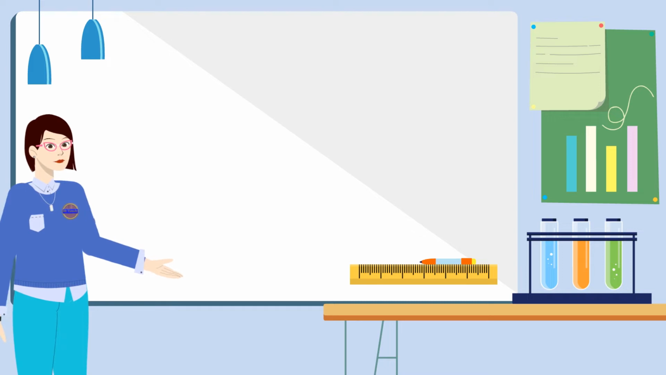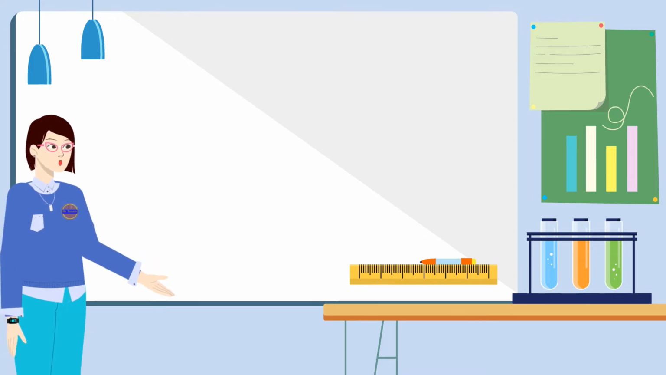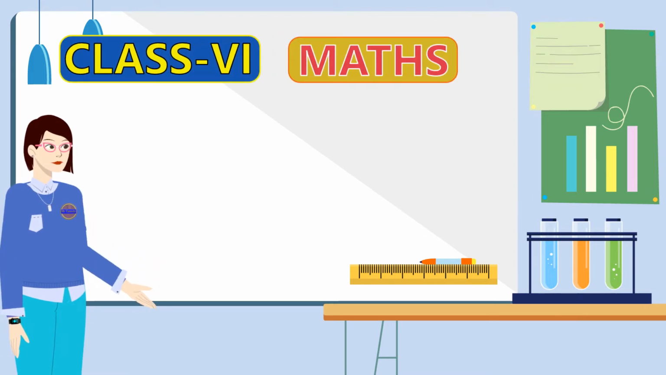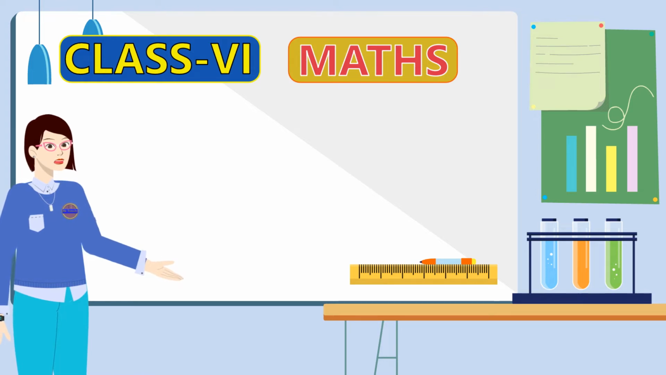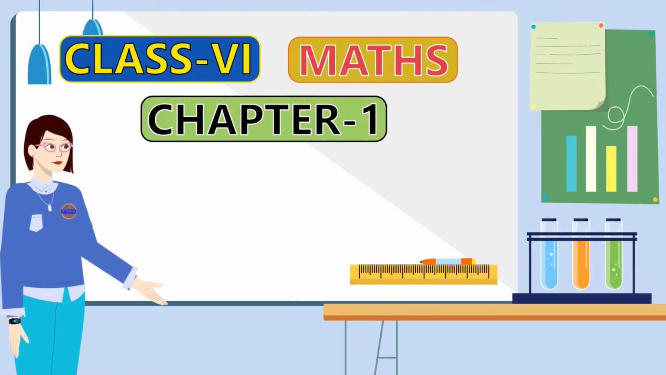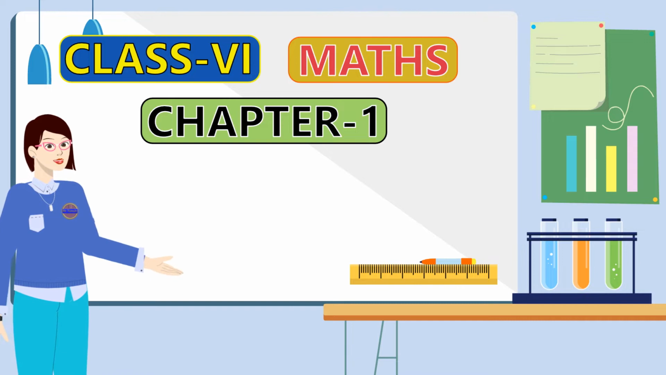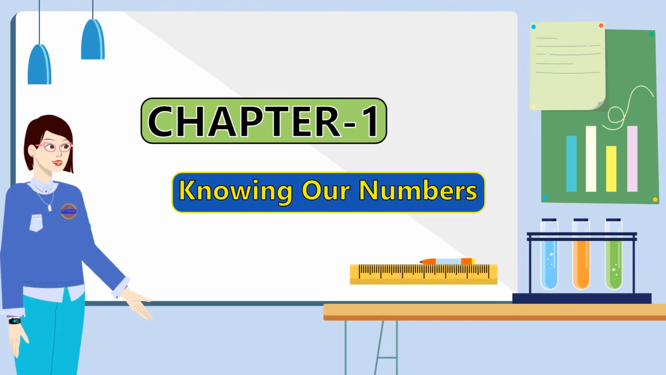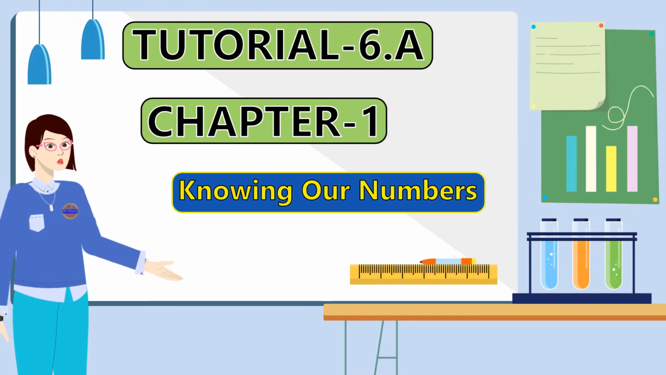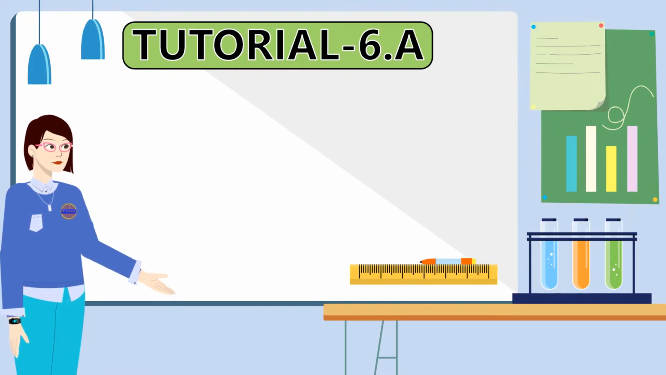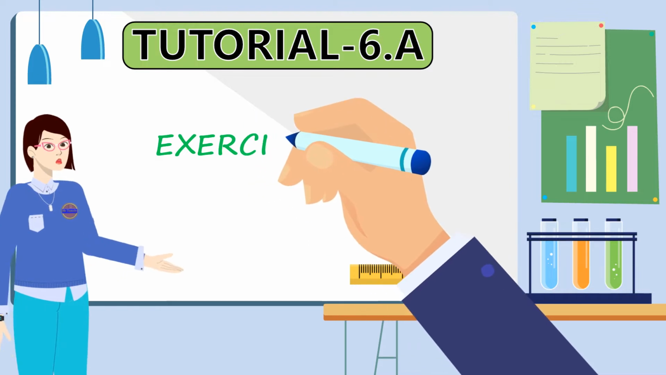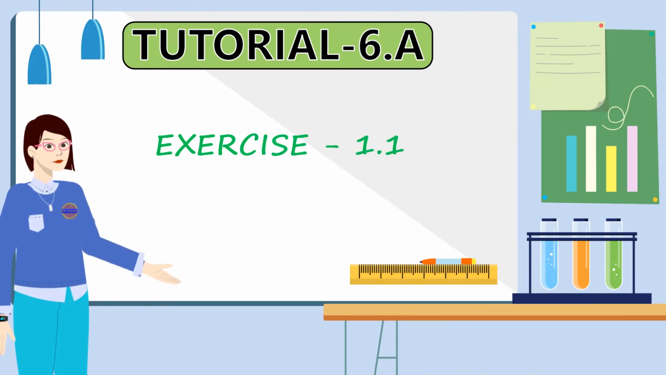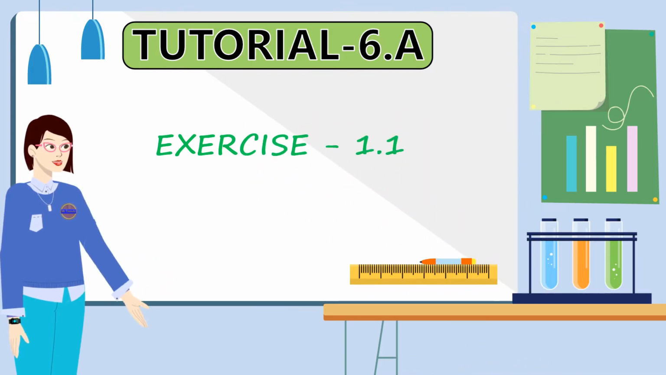In this series of tutorials, you have been learning 6th standard mathematics. The current series of tutorials is for the first chapter of your textbook. The name of the chapter is Knowing Our Numbers. This tutorial is tutorial number 6.a for the first chapter. In this tutorial we shall solve some of the questions from Exercise 1.1 for the first chapter. So, let's start the tutorial class right away.